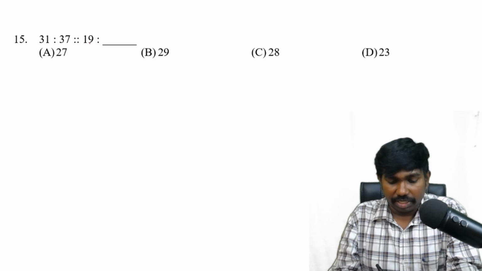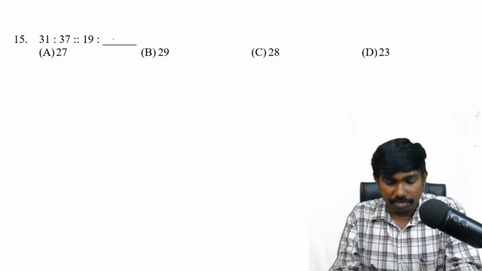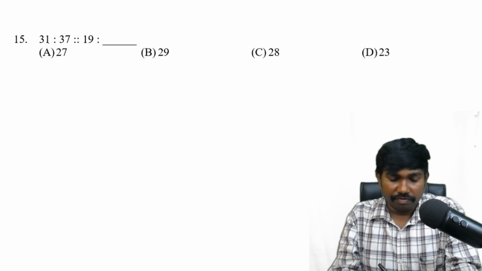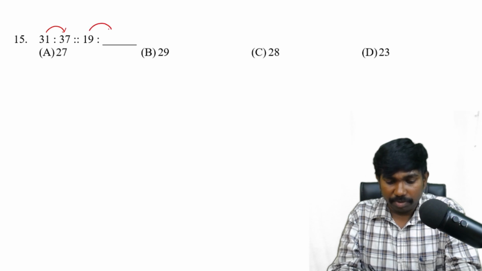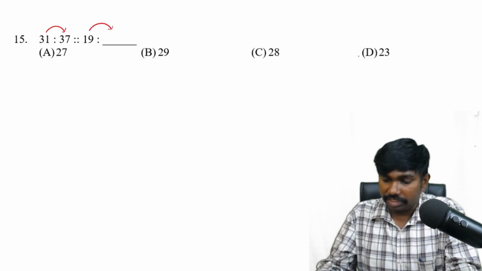31, 37, 19 and dash. Observe the numbers. They are, yes, special numbers only. They are prime numbers. 31 next prime number is 37. Similarly, 19 next prime number is 23. Yes, it is available luckily.